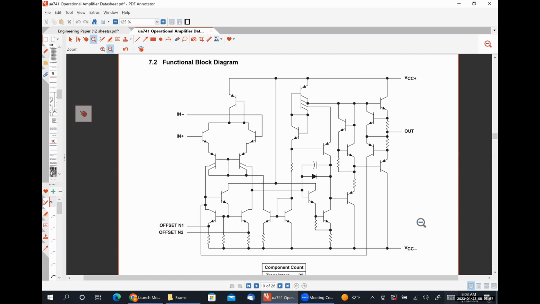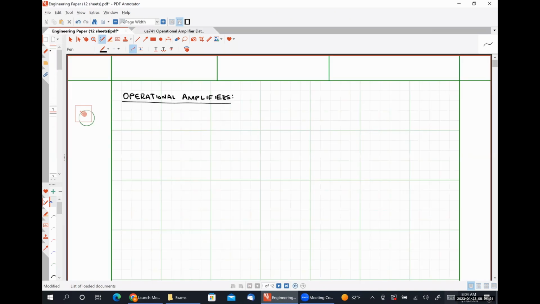One thing that I do want to point out here is we can see that there are actually 7 terminals for this device, okay? One labeled in minus, one labeled in plus, one labeled offset N1, offset N2, VCC plus, VCC minus, and out. So with that in mind, let's look at what our representation of an op amp is going to look like.